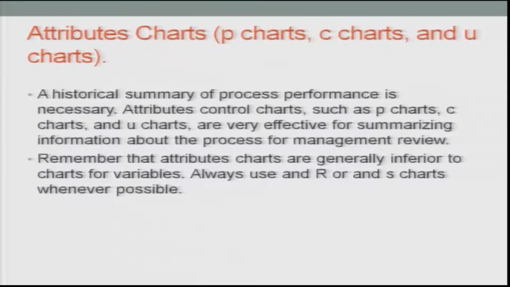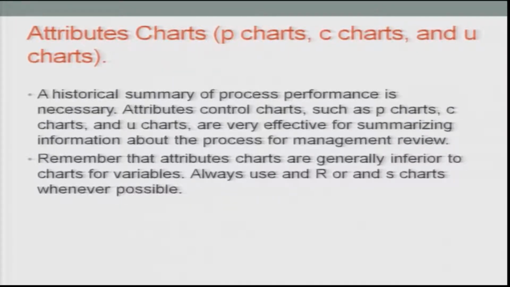So, a historical summary of the process performance is necessary. Attribute control charts such as the P chart, C chart and U chart are very effective for summarizing information about the process for management review, and then the management can study and pass concrete judgment about the whole process, how it is going.